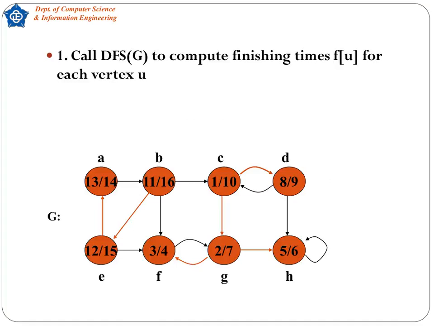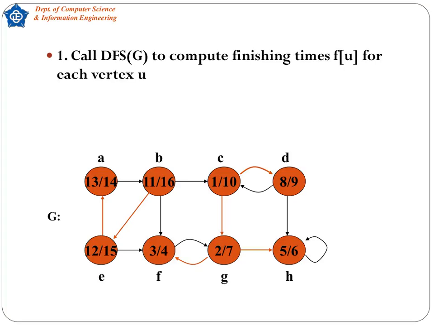Continuing from our overview, we first run a depth-first search on G and record for each vertex U both its discovery time and its finishing time. Here you see our 8 vertices, labeled A through H, each annotated with its discovery/finish pair: C at 1/10, G at 2/7, F at 3/4, H at 5/6, D at 8/9.